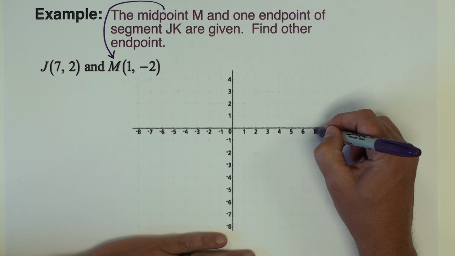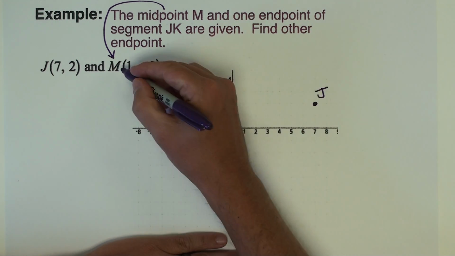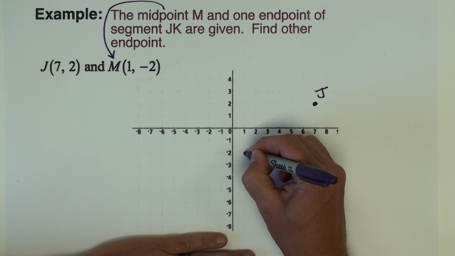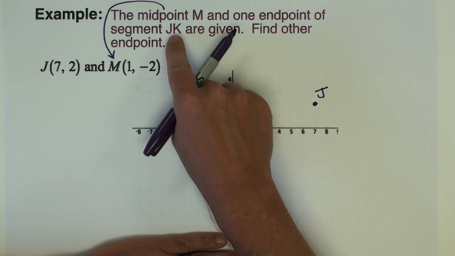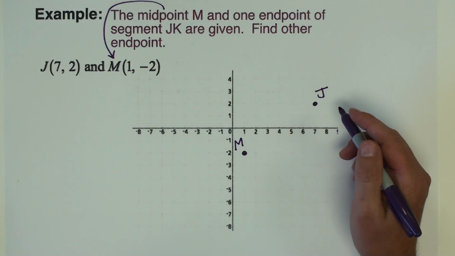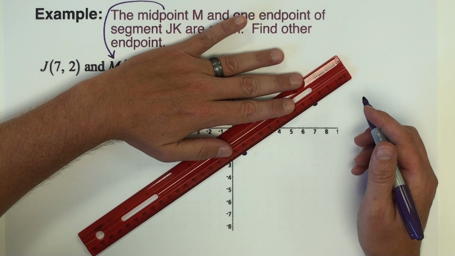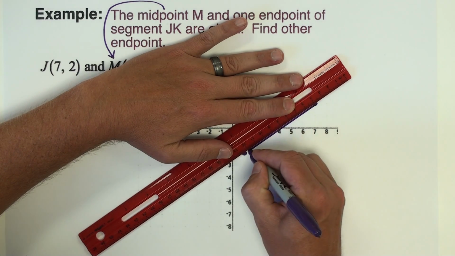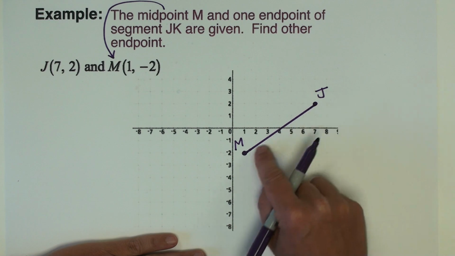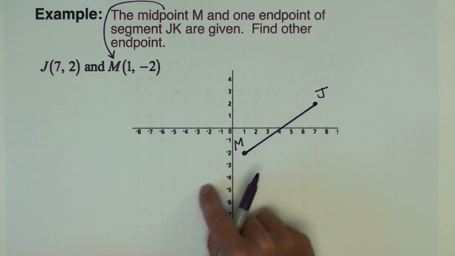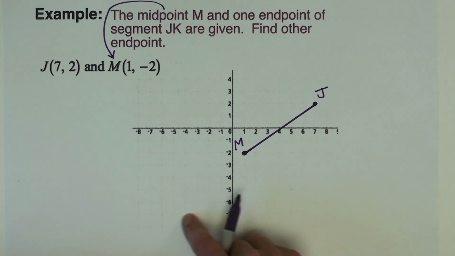J is at 7, 2. The midpoint M is at 1, -2. And I want to find where K is. Well, if my segment so far looks like this, right? Now I know this is one endpoint. This is the middle. The other endpoint has to be down here somewhere. Okay, the question is, where is it?